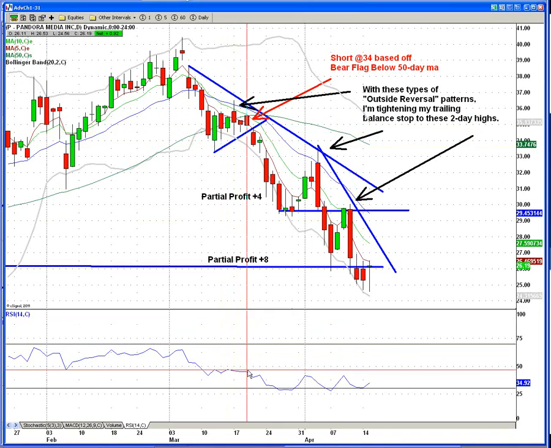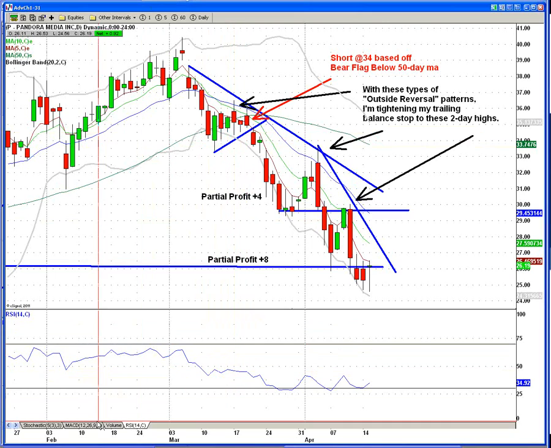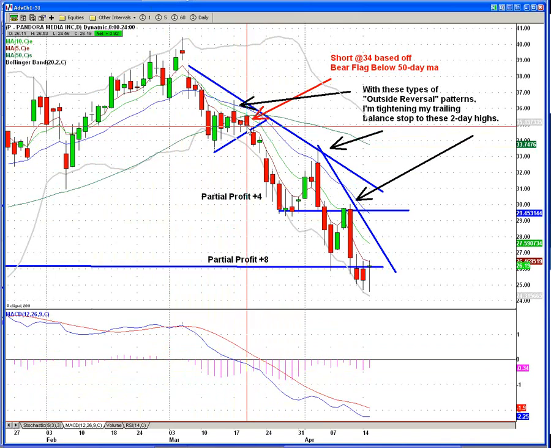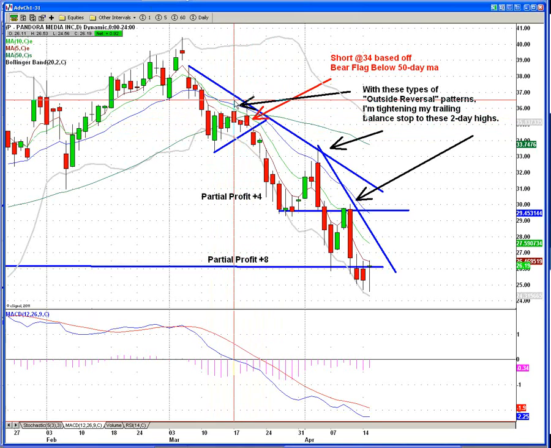RSI 14 was below 50. There's just a lot going on here. MACD, you can see, was already rolling over. There's just a lot of reasons why this stock looked like a low-risk shorting opportunity in this 34, 35 area. You could have put your stop above the week's high around 36.